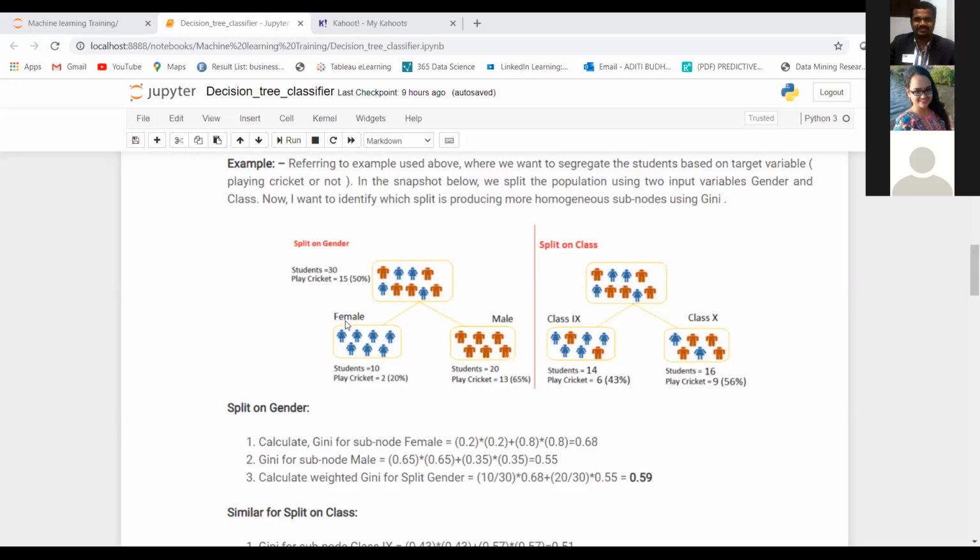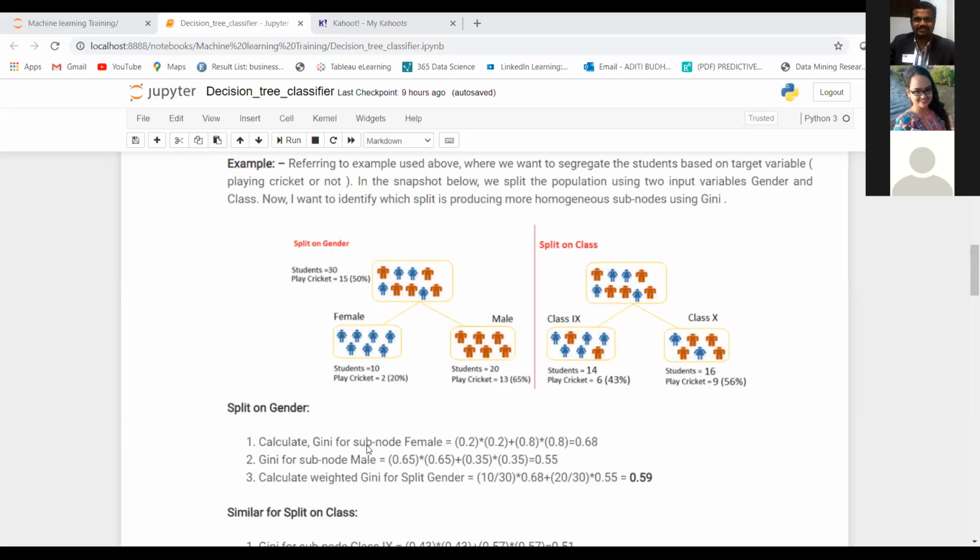Out of these 10 female students, we come to know that 2 play cricket, that is 20% of the females play cricket. In the males, we have 20 people in our total population, and out of these 20 males, 13 play cricket. So we have 65% of males playing cricket. This is the scenario for gender. Now we will calculate Gini for this split.